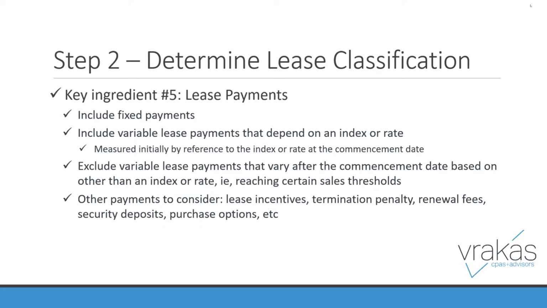The last key ingredient for our determination here is lease payments. So lease payments under the new standard include all fixed payments, so anything that's stated in the lease as a specific dollar amount. It also includes any variable lease payments if the variable lease payment is based on a rate or an index. So if you have a lease that says your payments are going to increase 3% each year, that would be included. If it's going to increase based on a CPI, that will be included. If it's going to increase based on something else that's not a rate or an index, it would not be included within the calculation.